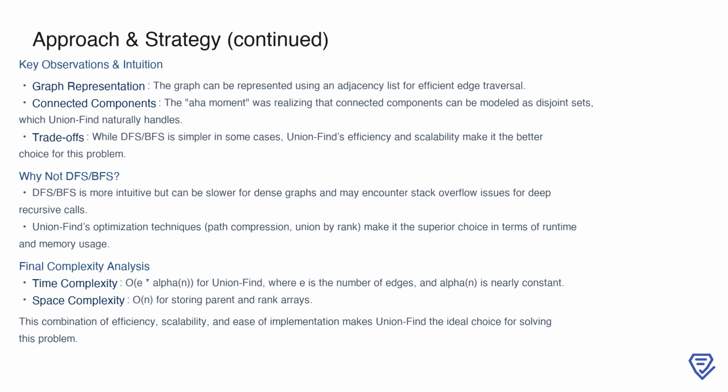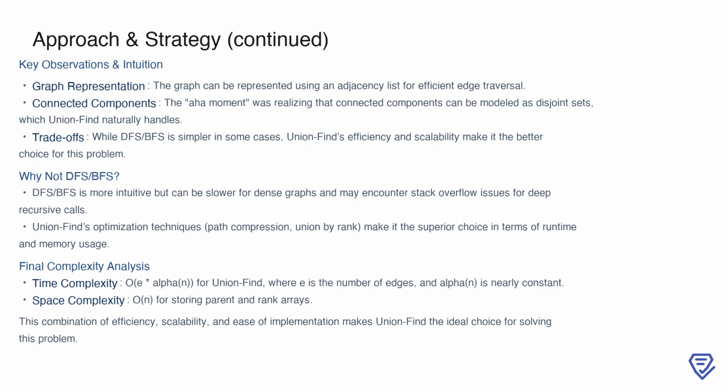In terms of complexity, union find achieves a time complexity of O(e * alpha(n)), with alpha(n) being the inverse Ackermann function, which grows extremely slowly. Space complexity is also efficient at O(n), used for storing the parent and rank arrays. These characteristics, efficiency, scalability, and straightforward implementation, make union find the ideal choice for this problem, providing a robust and optimal solution.